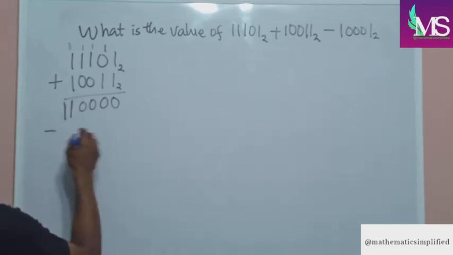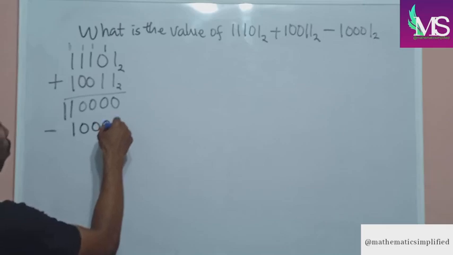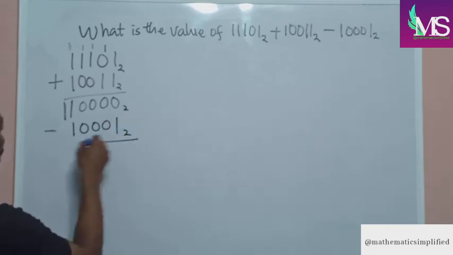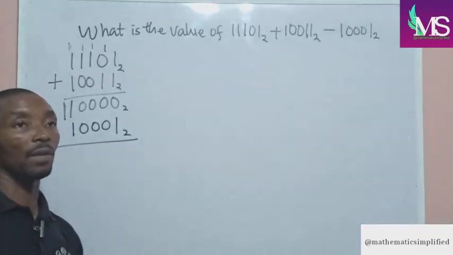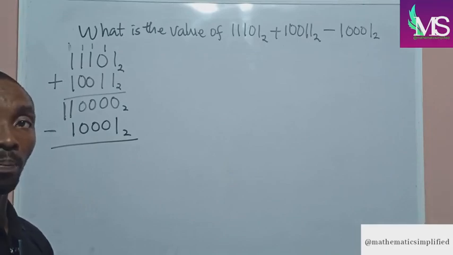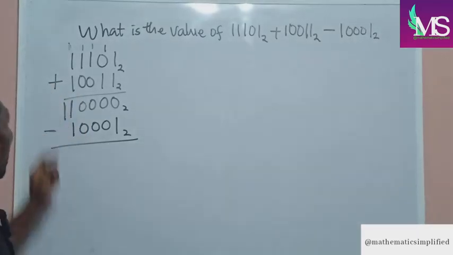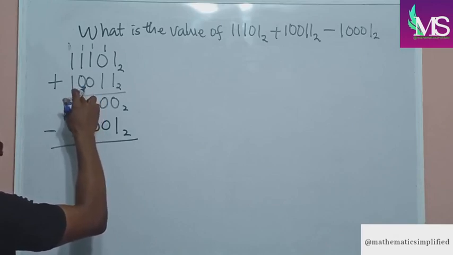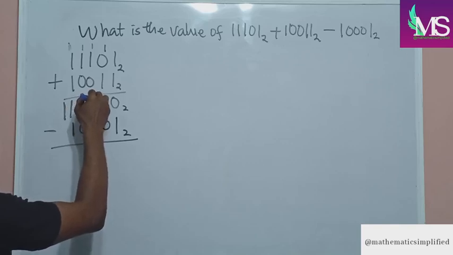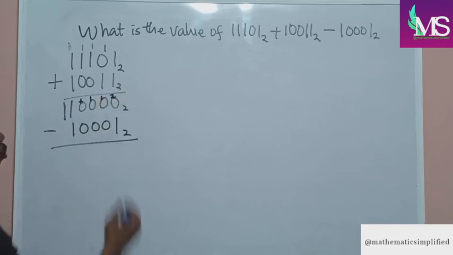Now, from here, we will subtract our 10001 in base 2. Since we are subtracting here, it is important to remember that if you borrow 1 in base 2, the value will be 2. If you borrow 1, the value will be 2. So now, if we borrow 1 from here to add here, here becomes 2. We borrow from this, 2 drops to 1. And to add here, we borrow again, this drops to 1, this drops to 1, and we add our 2 here.